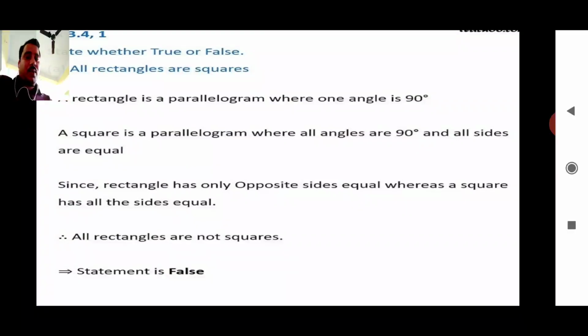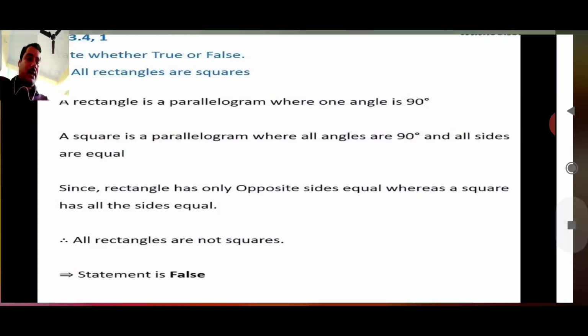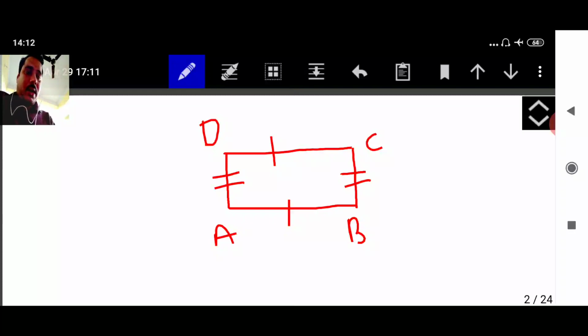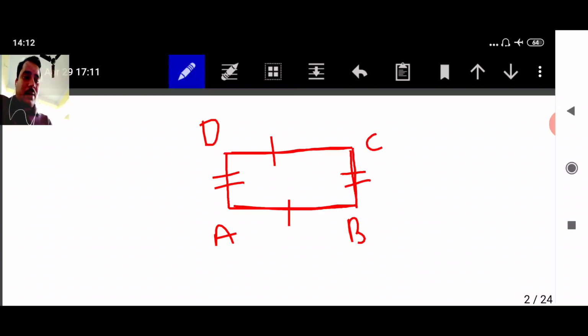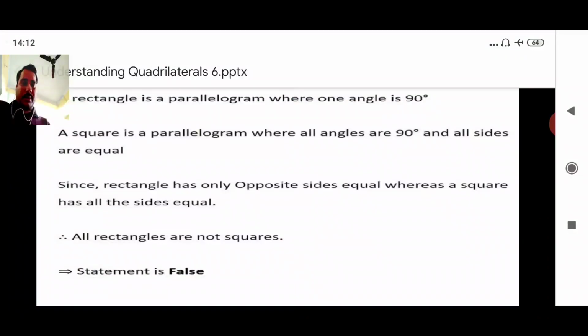You know that a rectangle is a parallelogram with one angle 90. A square is a parallelogram where all angles are 90 and all sides are equal. That means in a square all sides must be equal, but in a rectangle opposite sides are equal. So all rectangles are not squares. You can say that DC equals AB, but DC does not equal BC. In a square we require all four sides to be equal. So the statement that all rectangles are square is wrong, or false.